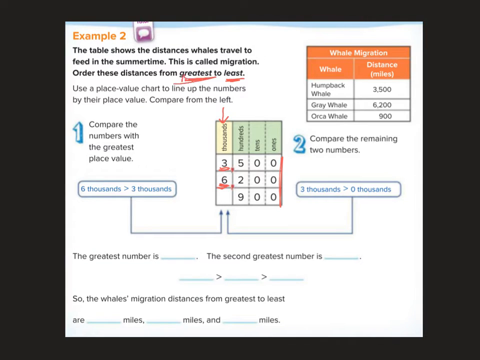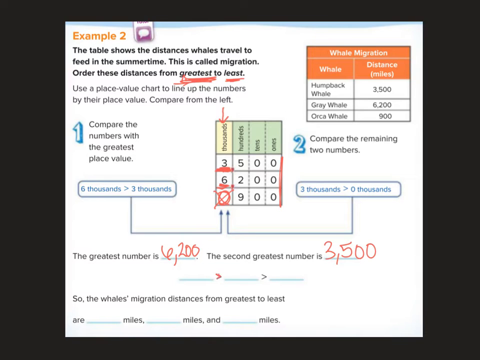So this number has 3 thousands, this one has 6 thousands. So we know that the greatest is going to be 6,200 because it has the most thousands. The second greatest number then is going to be the other number that has thousands, because this one has 0 thousands, right? We don't need to put a 0 there, but it's got nothing. And so 3,500 is going to be the second greatest number.